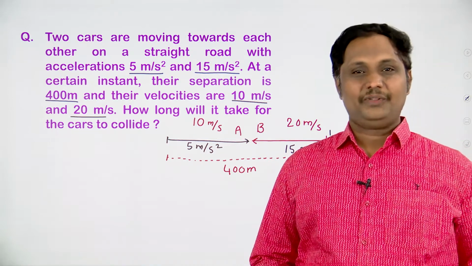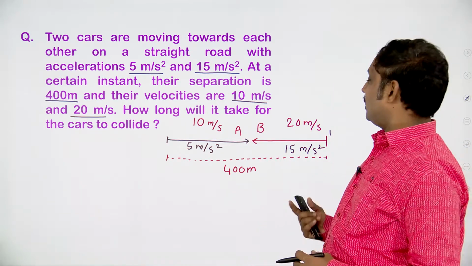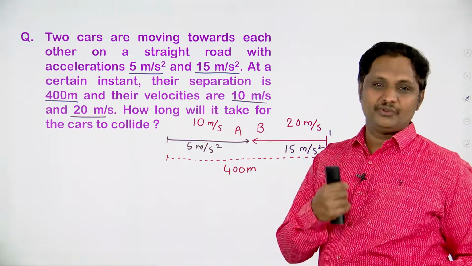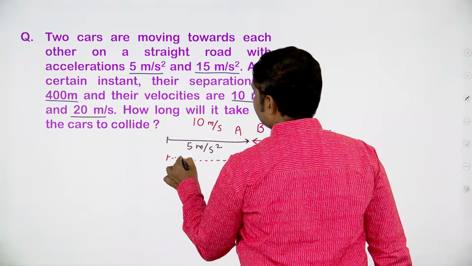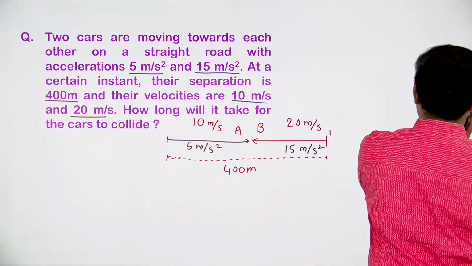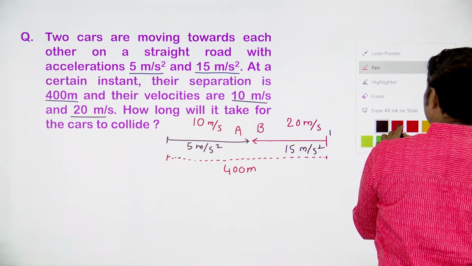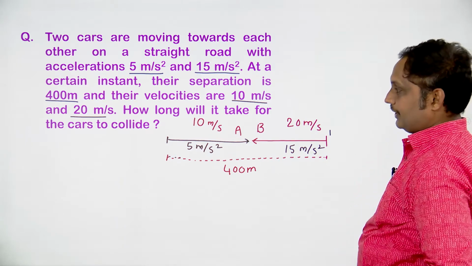So in this problem, we would like to calculate the time, in how much time they are going to collide. They will meet at one point. You have to confirm. It's very clear. Over the distance of 400 meters they have traveled. Let's assume first car and second car both are going to have that journey. You can confirm.